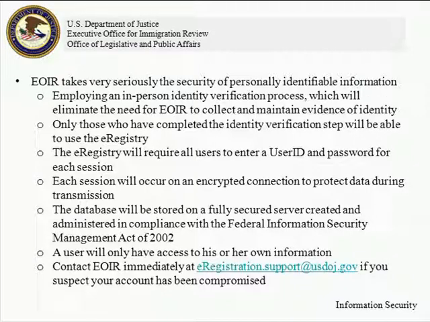If you have an issue that you feel that someone else has accessed your account, this is the email address, eregistration.support@usdoj.gov. You will want to contact. That information is, of course, available on the webpage itself.